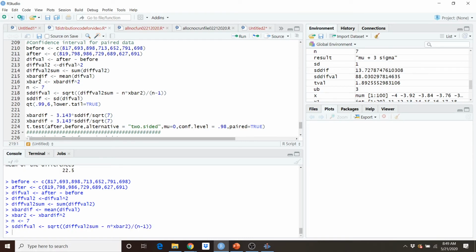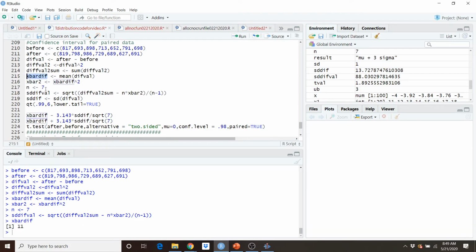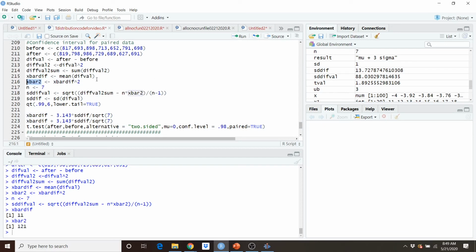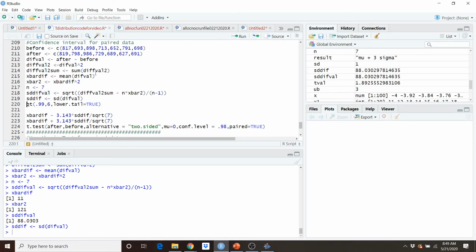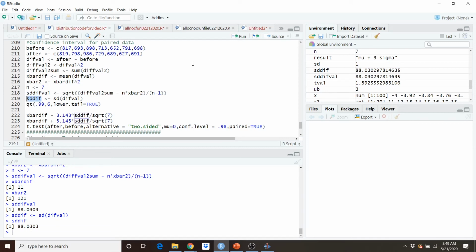What do I get? Well, let's take a look. X bar diff, my mean difference, 11. My squared mean difference, 121. Standard deviation of these differences, doing this the long way, 88.0303. Now note, we could get the same thing if we simply did a standard deviation of the differences themselves, which I've called SD diff. And notice 88.0303.